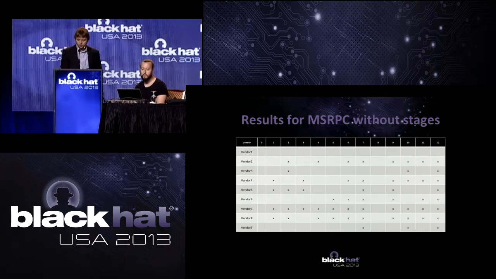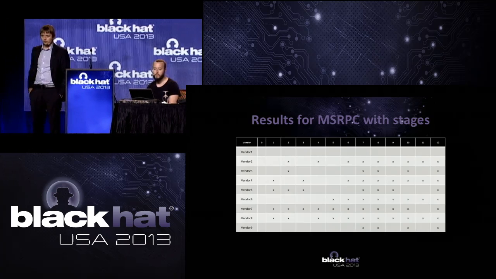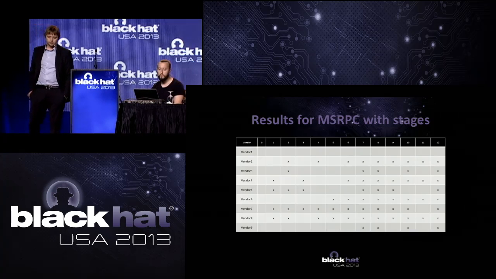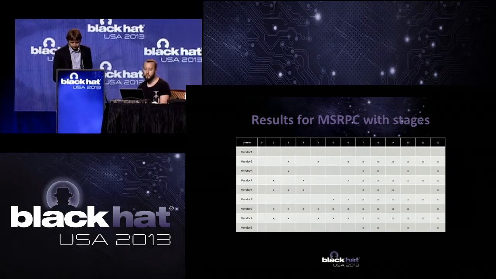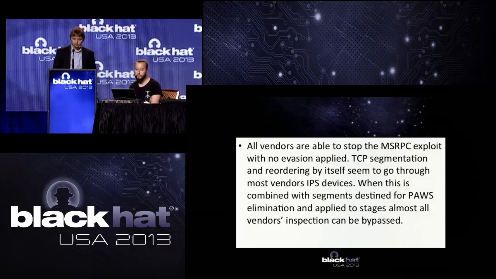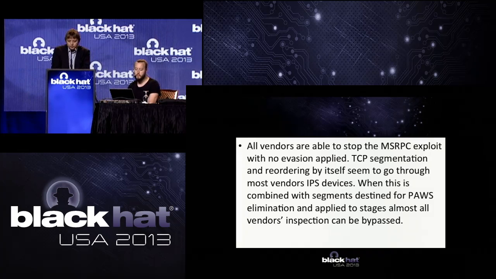Then if we use the MSRPC exploit stages, there are going to be a couple more failures. If we target the evasions to critical paths, it's going to be more effective. So all the vendors are able to stop the MSRPC exploit without any evasions applied. TCP segmentation and reordering by itself seems to go through most vendors. And when we do something like paths elimination, almost every IPS device is bypassed.